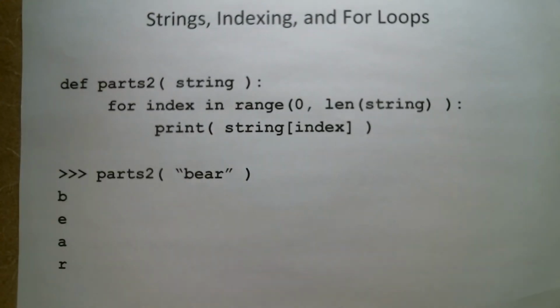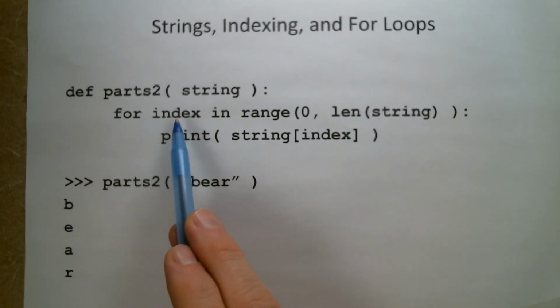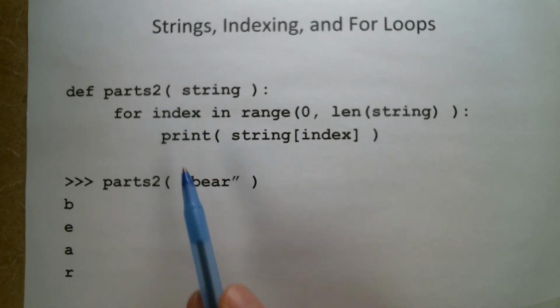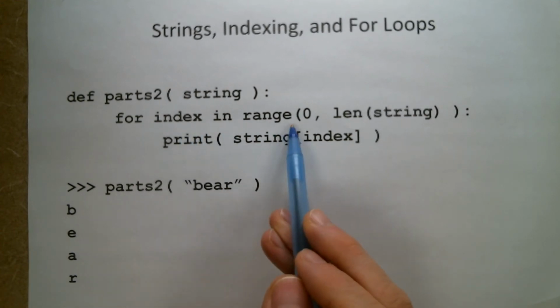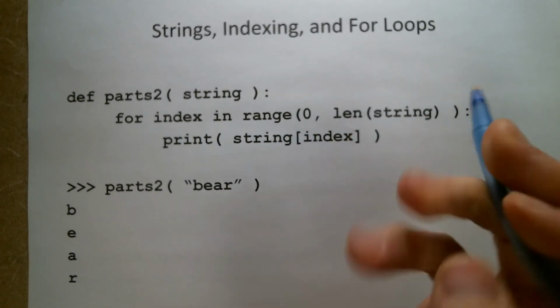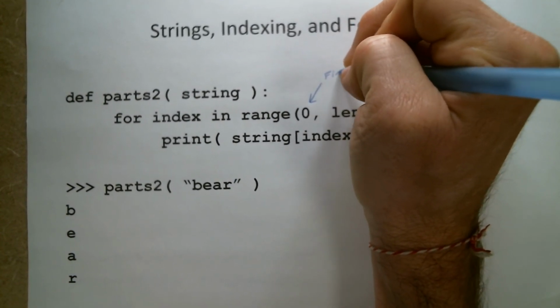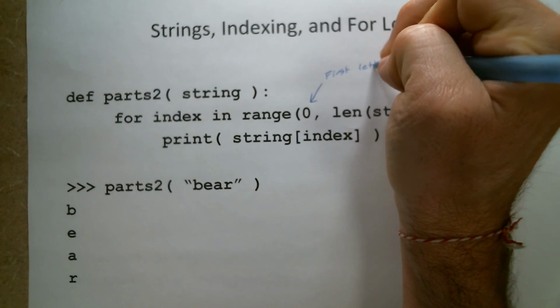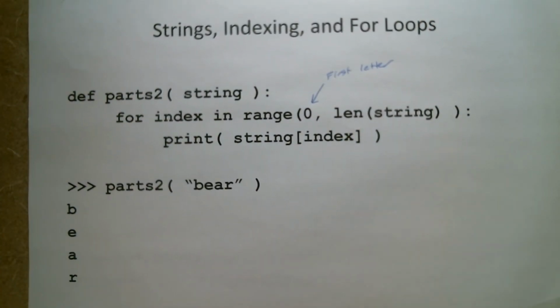So what I can do is I can say for index, and again, this is just my loop variable, so this could have been called whatever I wanted. This is my name for it. In range of 0, right? Because that's going to be where the first letter is. So this is going to give me the first letter. And then I can say to length of string. And you might be saying to yourself, well, why length of string? Why not length of string minus 1?